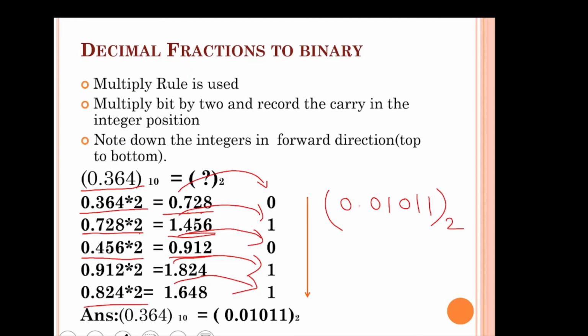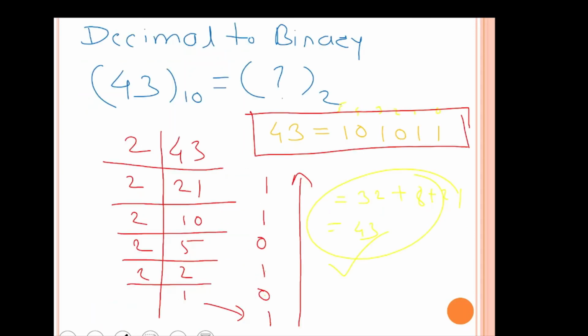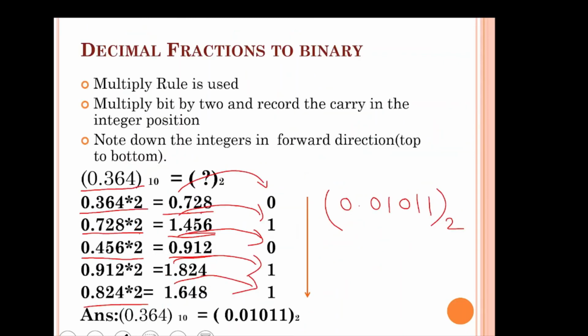Okay? So you have to multiply each fractional part by 2 for 5 times, and then after that you have to note down the integer parts in the forward direction, and then you will get the binary equivalent of the given fractional decimal number. For decimal to binary conversion, if it is an integer, then you have to use the successive division method, and if it is a fractional number, then use the successive multiplication method.